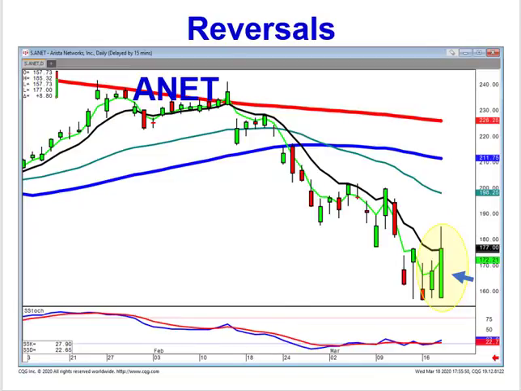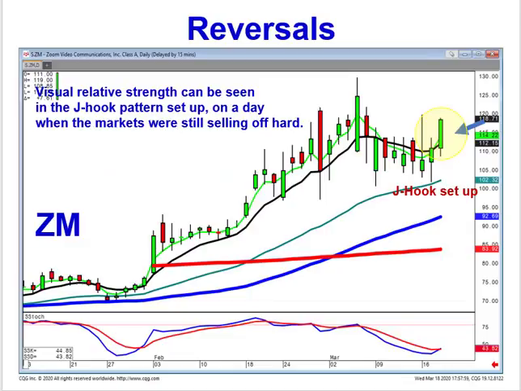And you don't need a relative strength indicator on your chart, because you can see the relative strength on simple scanning techniques. Zoom had a bullish day today, and it's setting up a J-hook pattern. Is that relevant? Well, first of all, the pattern itself is relevant. Secondly, the fact that the market was down 1,300 points today and they were buying Zoom tells you that is a place where the money is flowing to.